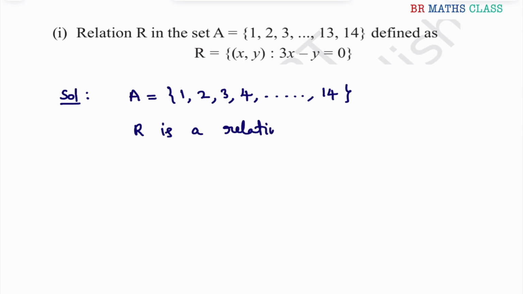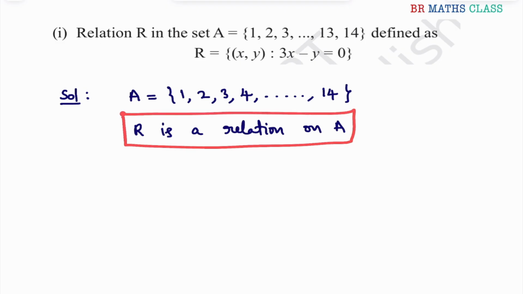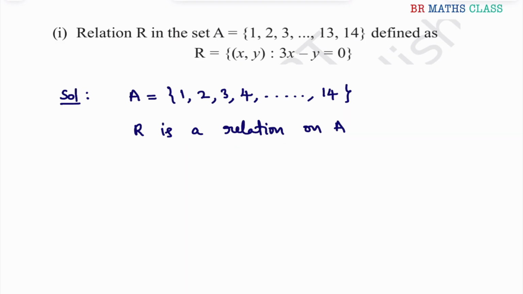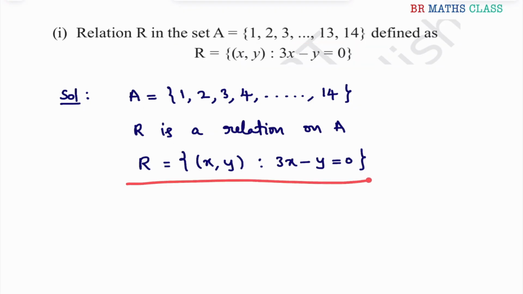Given that R is a relation on A. It means that R is a relation from A to A. Okay. Third point, given relation. You observe, this is the given relation. You write that one. See, this is the given relation.